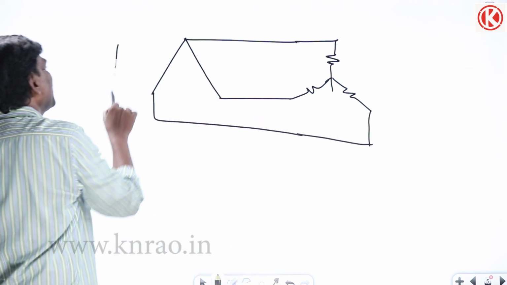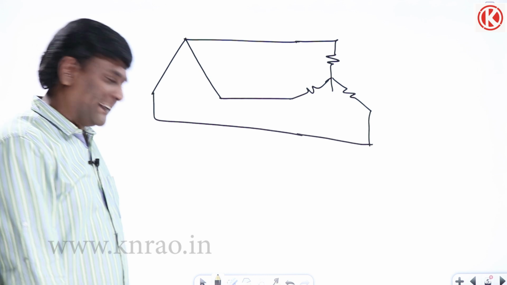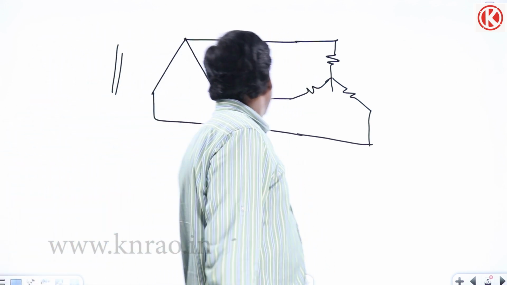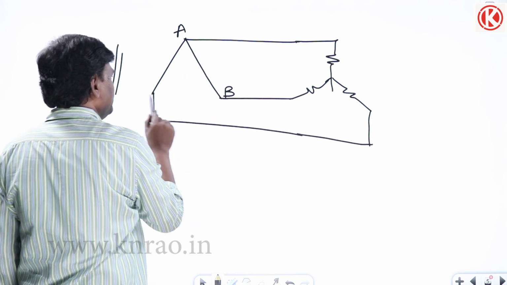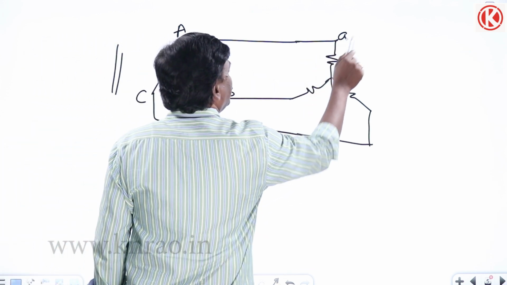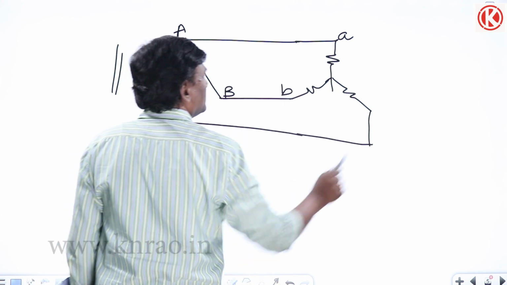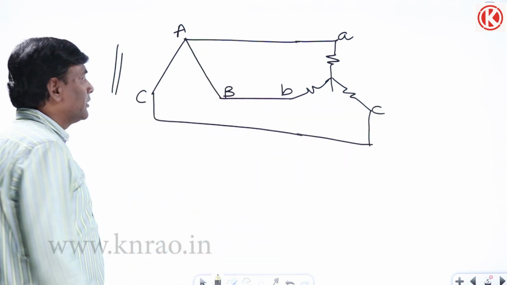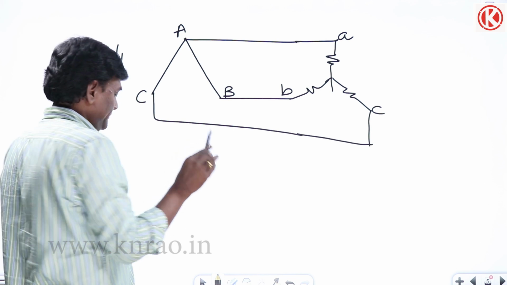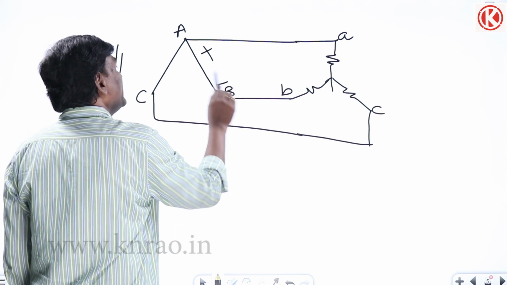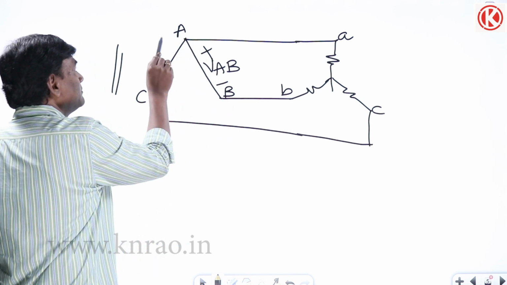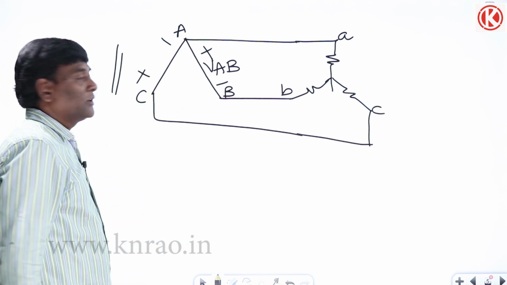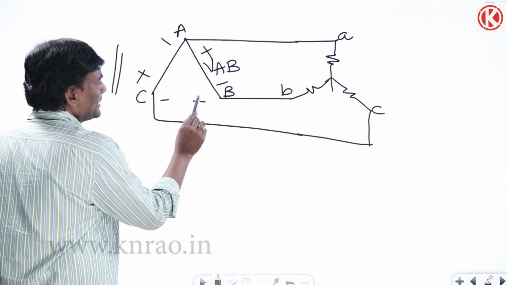Only the secondary side, because the primary side will be there anyway, we need not bother about it. Now let us see here: A as usual, B, C. If I think of VAB, plus minus is the VA value with respect to B, and again here minus plus.